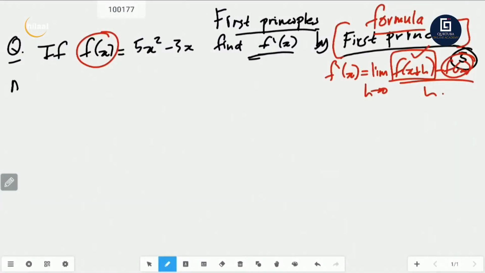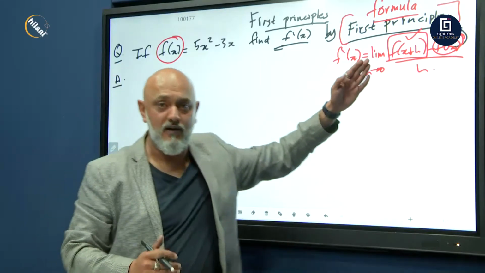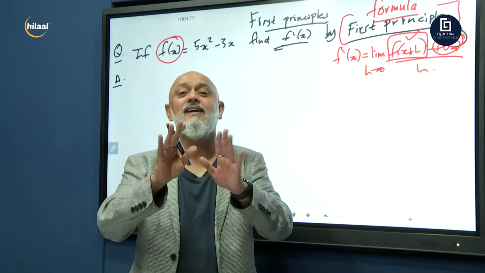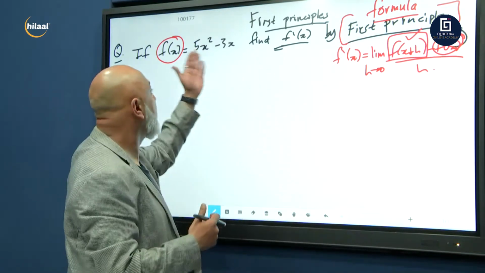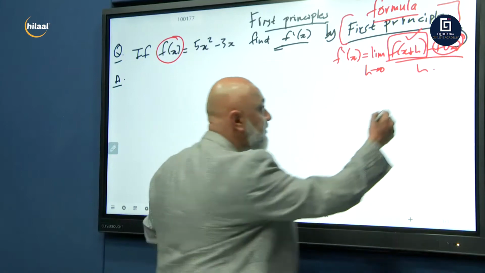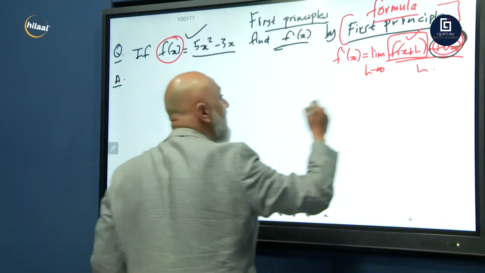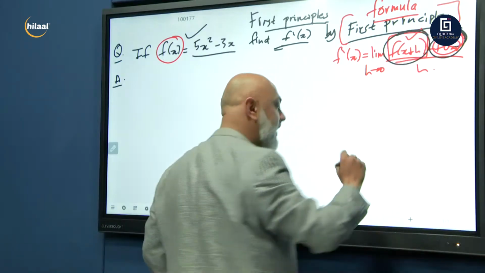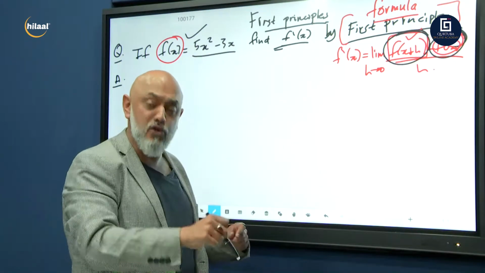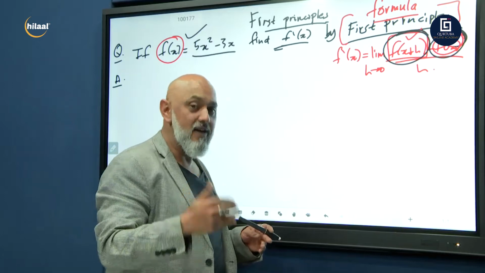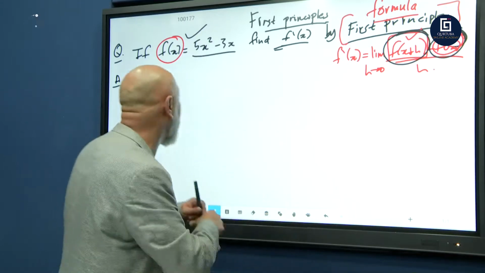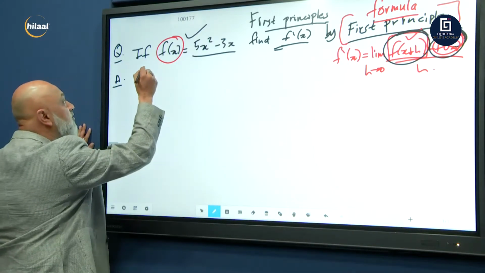Now watch. This is where you start answering in your exam. I know many of your teachers at school say go straight into the formula. Don't. Just hear me out. First get f of x plus h. You've got f of x, I need f of x plus h. So before going into your formula, first let's get f of x plus h.